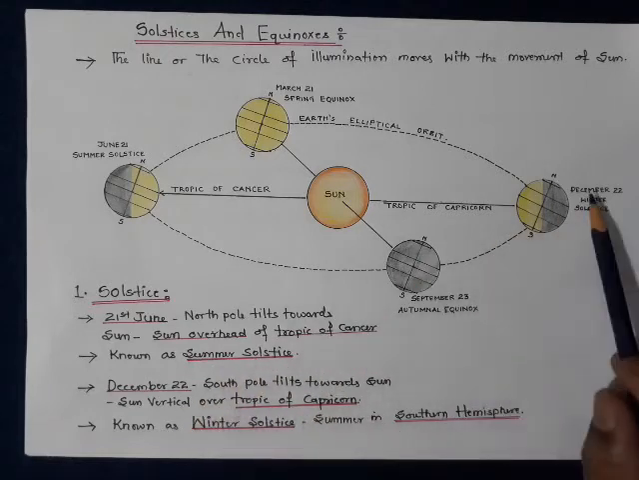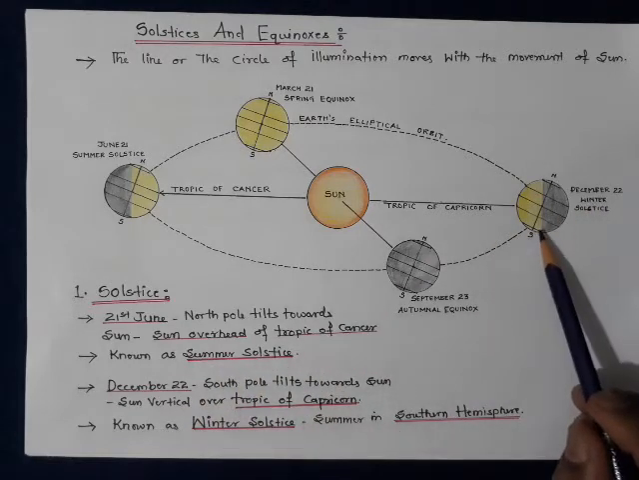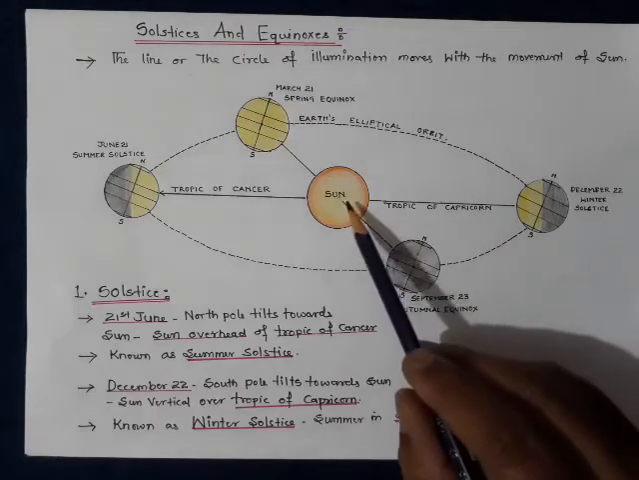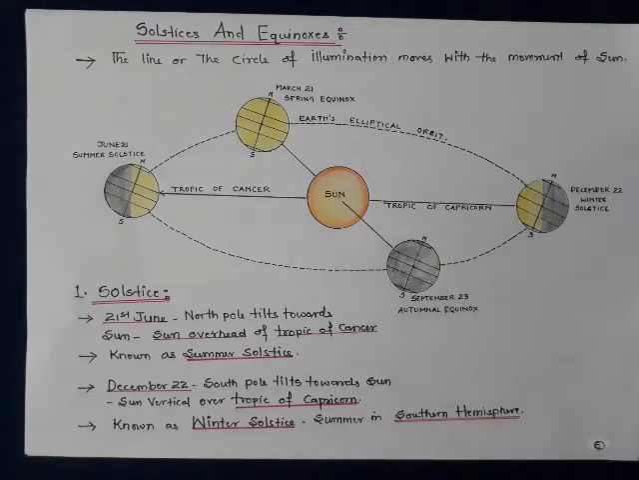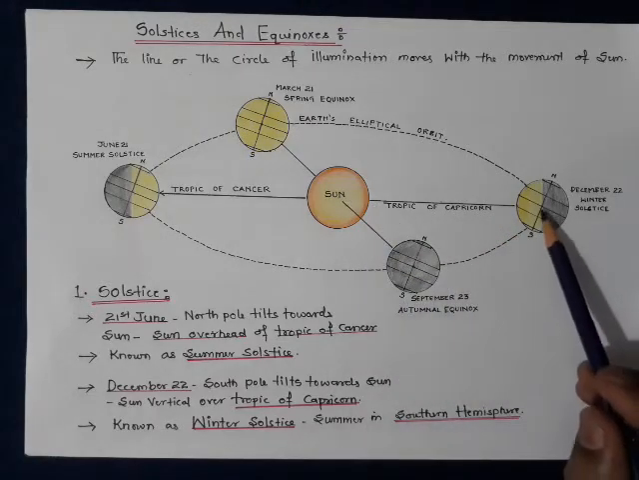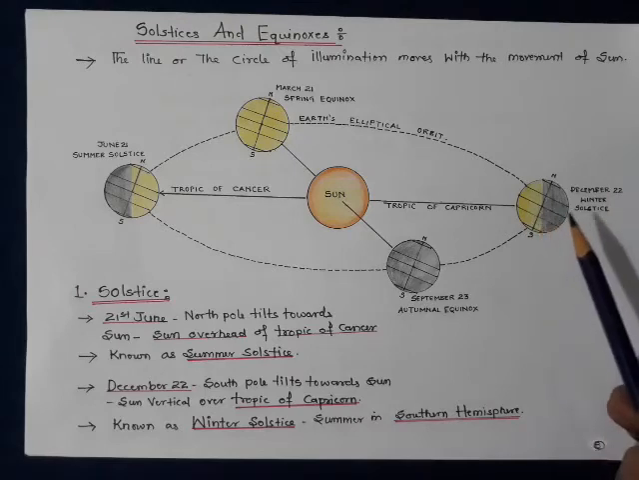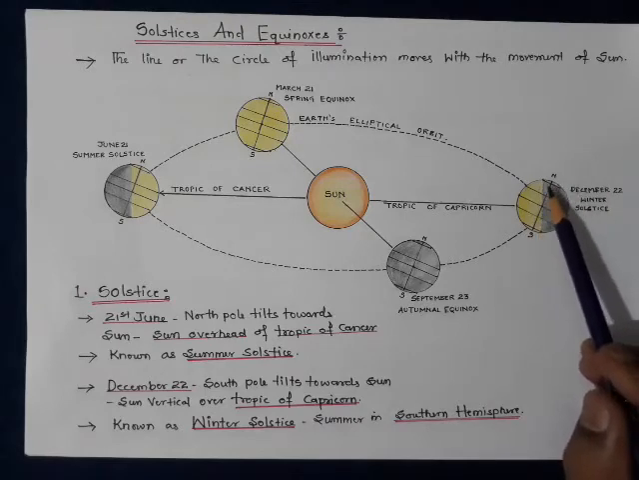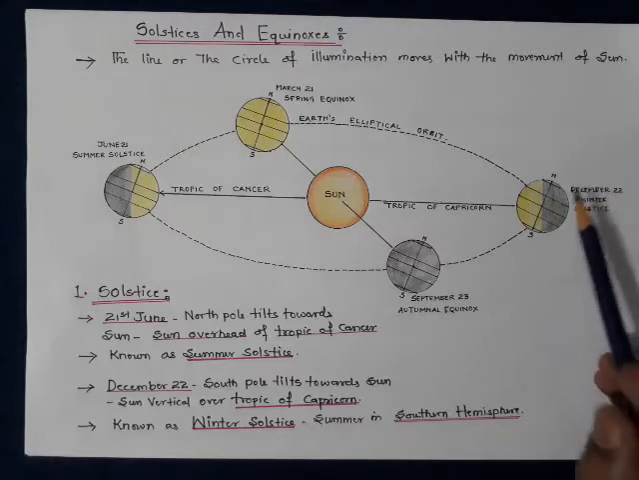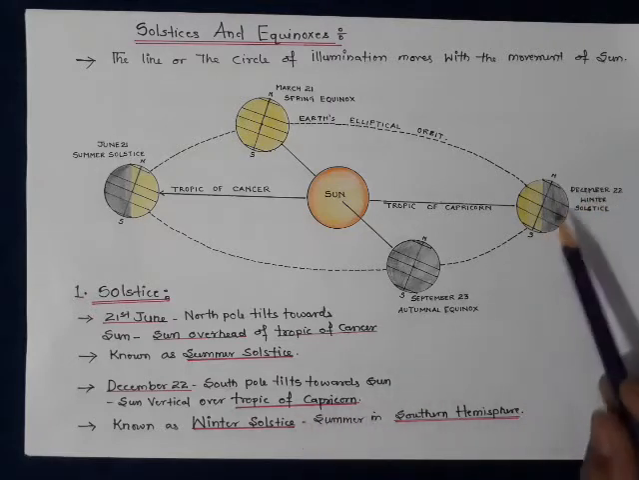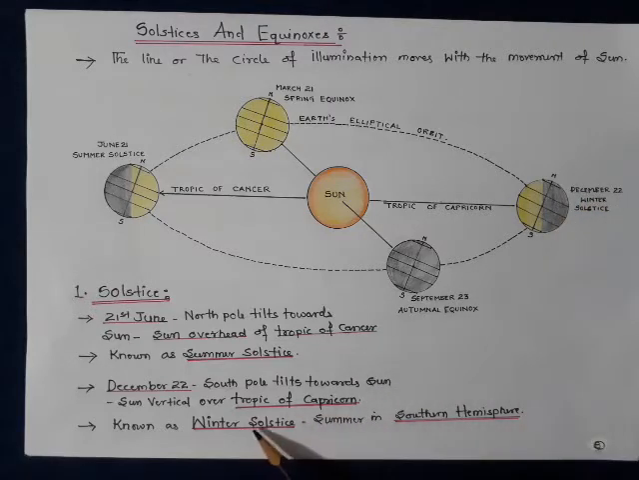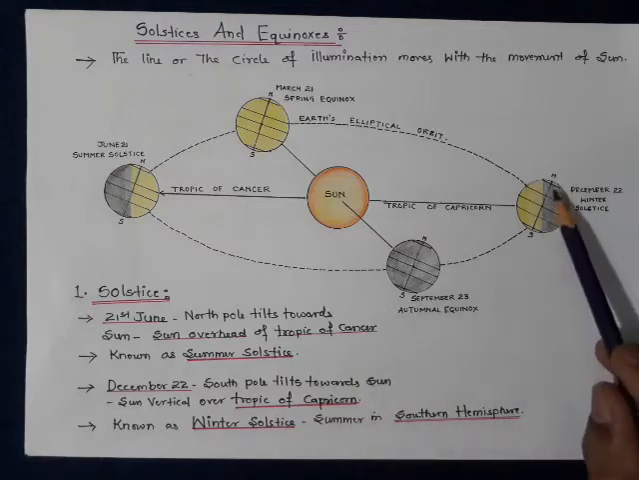Whereas, December 22nd, you can see that the south pole is vertical to the sun. So, hence, it is summer in the southern hemisphere and winter in the northern hemisphere. So, this position of the earth is known as the winter solstice. Why? Because it's winter in the northern hemisphere.